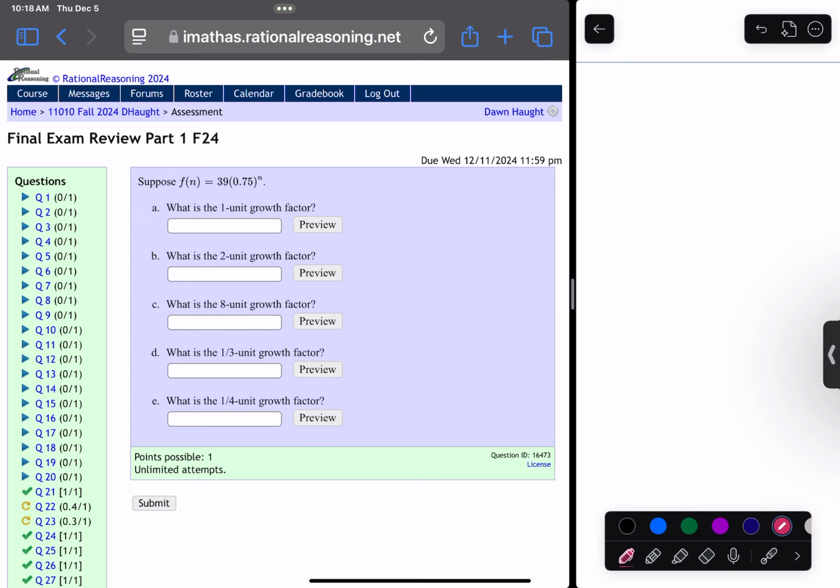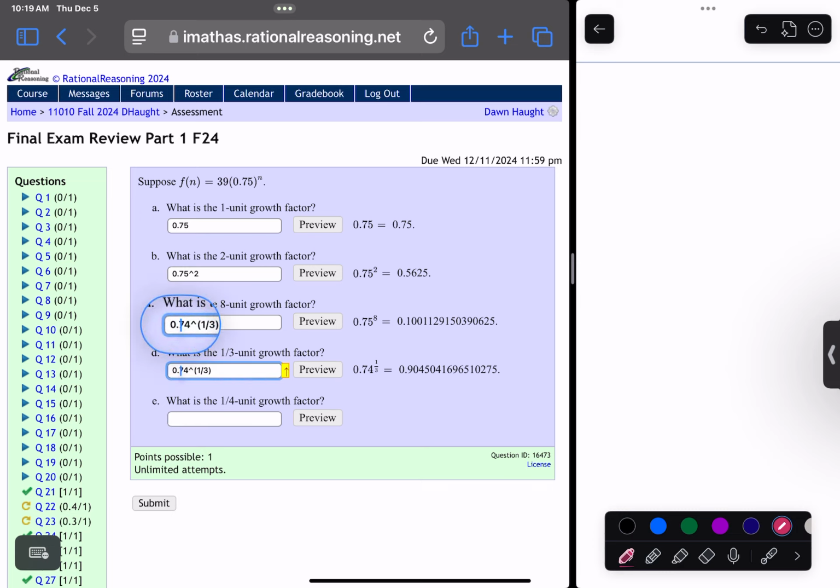Okay, so the 1 unit growth factor for this is 0.75. The 2 unit growth factor is 0.75 squared. The 8 unit growth factor is 0.75 to the power of 8. And so the 1/3 growth power, I think you got the pattern here, is to the 1/3. I'm going to put 1/3 like that. See how I put it in parentheses? And so, if I put a 0.75, and then this one is 0.75 to the 1/4. So there you go.